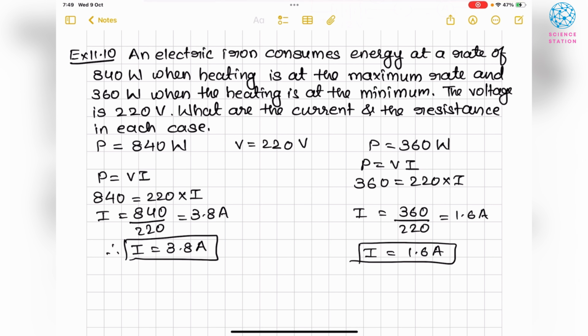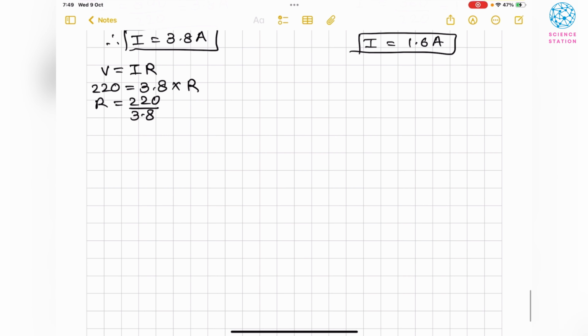Now he has said what are the current and the resistance. So to find the resistance, again I am using the V equal to IR formula. Here voltage is 220, I is 3.8 and R I have to find. So R will be 220 upon 3.8, so that is coming as 57.89 ohm. So resistance is 57.89 in this case.